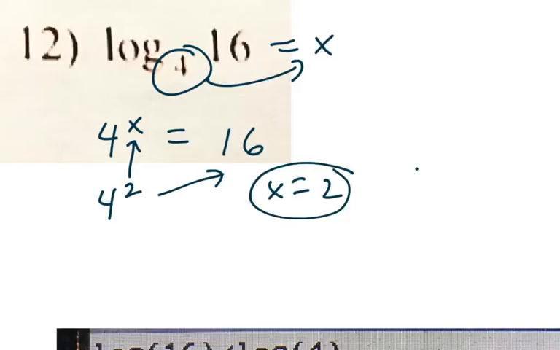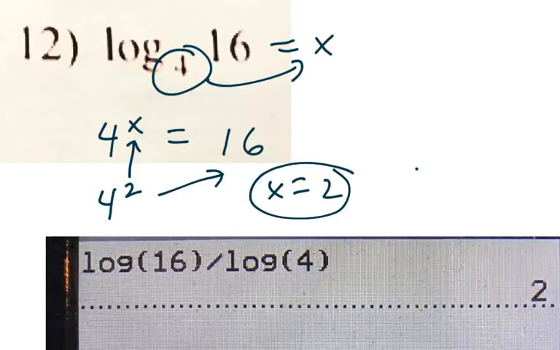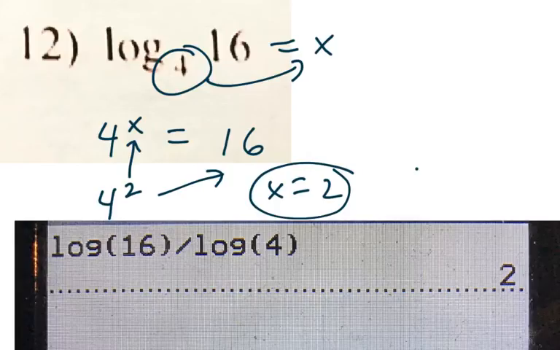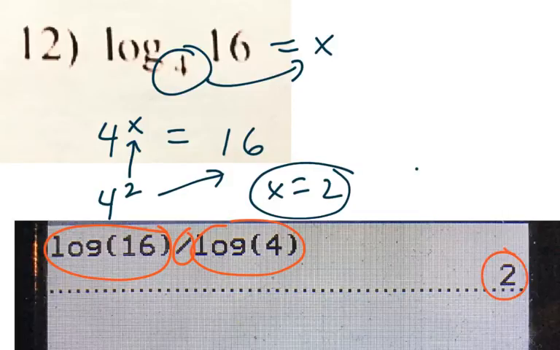But just to prove my point though, remember guys, you also should know change of base, right? So if you're allowed, you could have taken your calculator, okay, and you could have done log 16 divide log 4 using the parentheses and everything correctly, and you notice you would have gotten 2 as well. But you ought to be able to do a problem like this with and without a calculator. With the calculator, you're going to use change of base.